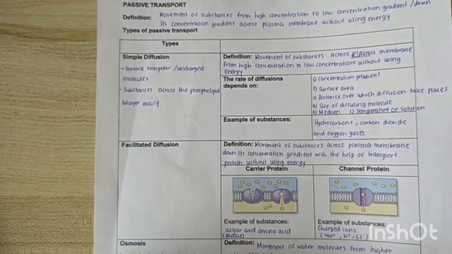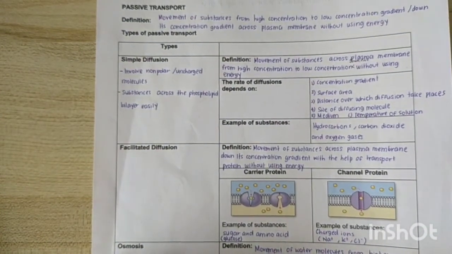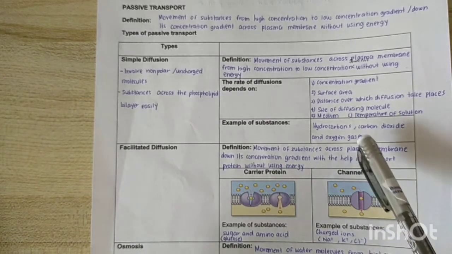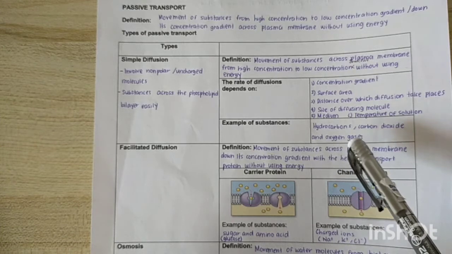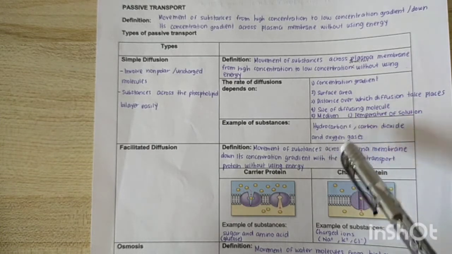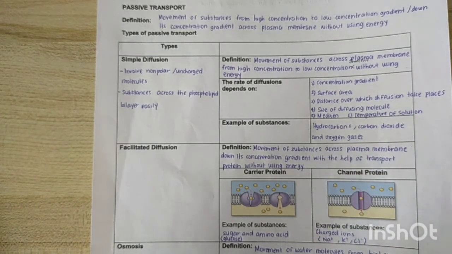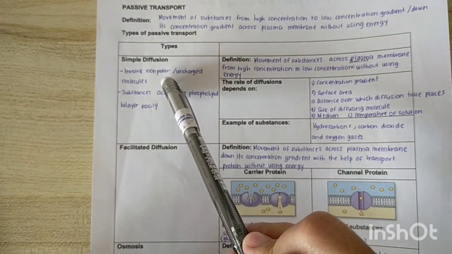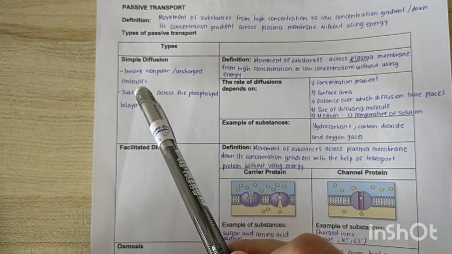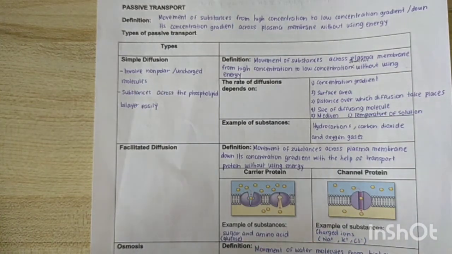Alright, so now we look at the examples of the substance here. For simple diffusion, examples of the substance you can give are hydrocarbon, carbon dioxide and also oxygen gases. Because of what? All of these we consider as non-polar molecules. So that's why dekat sini saya dah state kan, kalau untuk simple diffusion, it will involve non-polar or uncharged molecules.